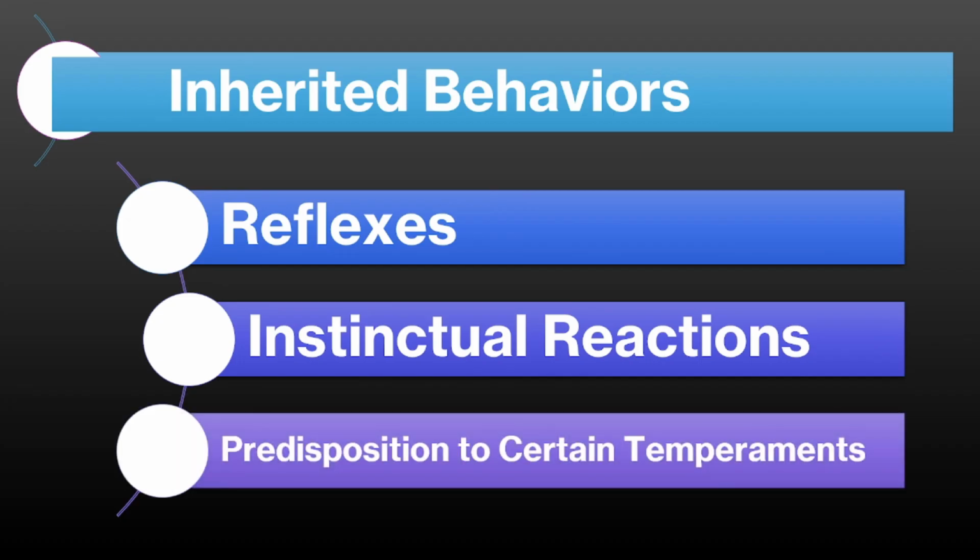Predisposition to certain temperaments. Some temperamental traits, such as being naturally anxious or calm, can be inherited. For example, a child who shows a tendency towards high levels of anxiety might have inherited this trait, influencing their response to stress. To clarify, the principle that nearly all human behavior is learned rather than inherited emphasizes the significant role of the environment and experiences in shaping behavior.